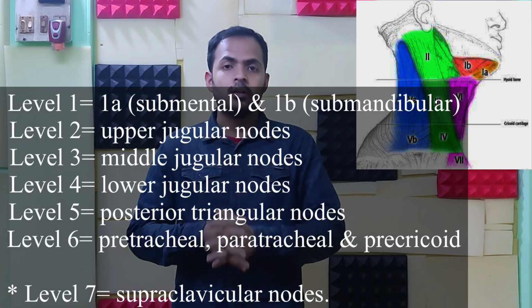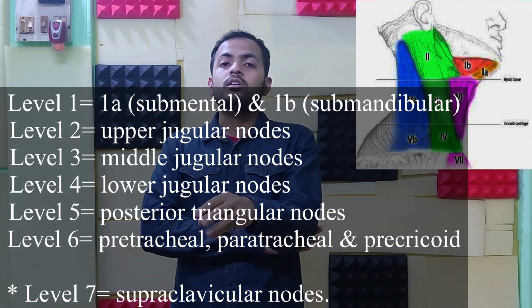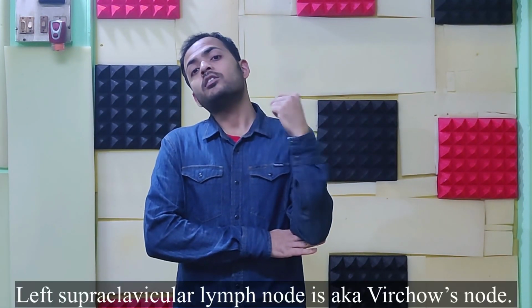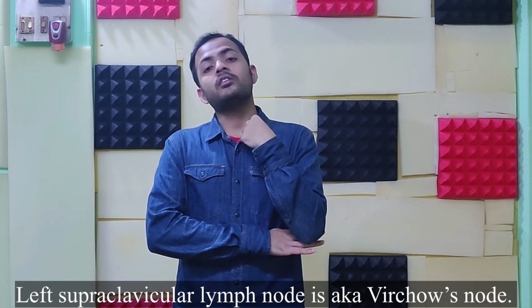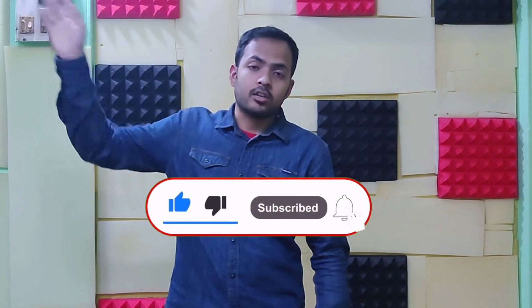Okay, that's it. Now one important thing, some textbooks include the supraclavicular lymph nodes as level 7. The importance of the left-sided supraclavicular lymph node is that it is also known as Virchow's node. This name is very important and it always comes in exams. That's it, nothing else. The importance of these lymph nodes I will talk about in the disease part later, not now.